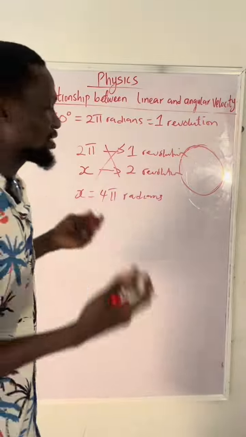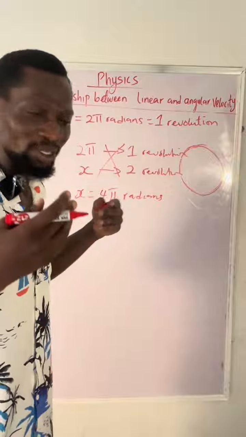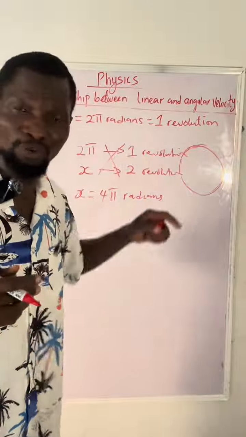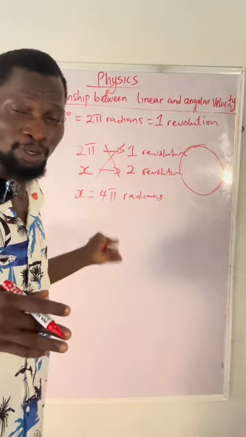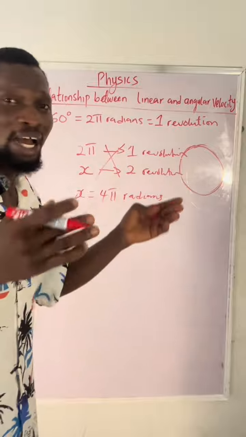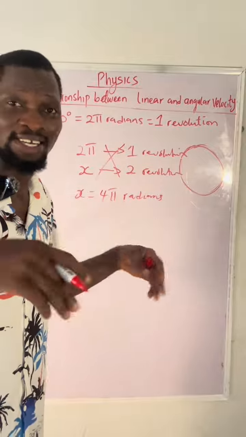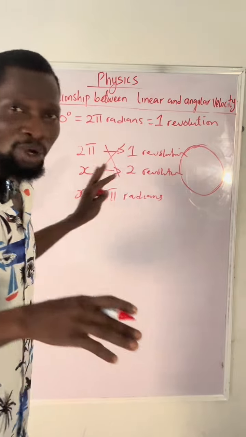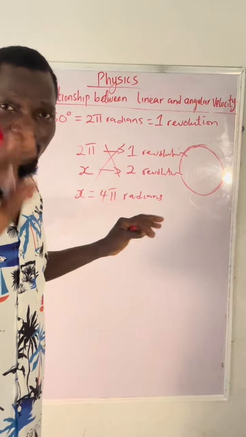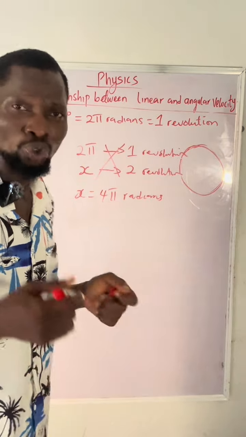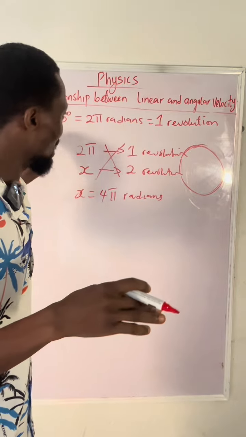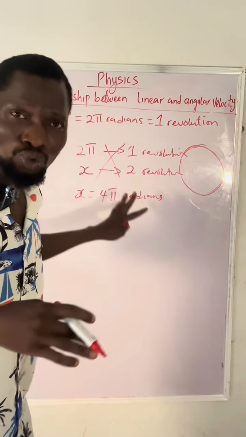Note that without doing this, once I know that 2 pi radians is 1 revolution, then I will know that 2 revolutions should be 4 pi radians. But I'm just showing you, in case you don't have small numbers, you have decimals. So this is how you do your conversion. Do you understand? Sometimes you may be given degrees and you need to convert it to radians also. So this is just the way to do the conversion.